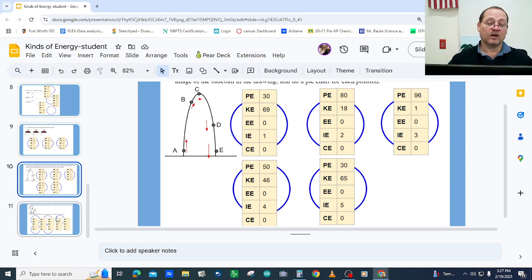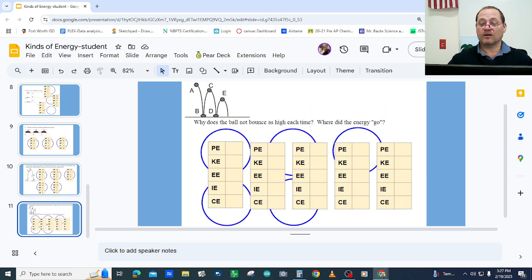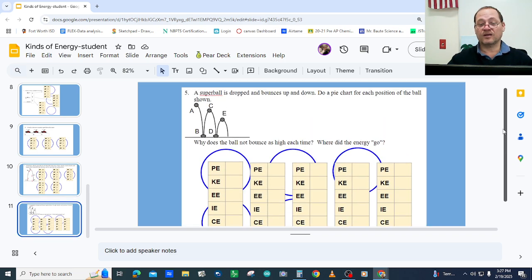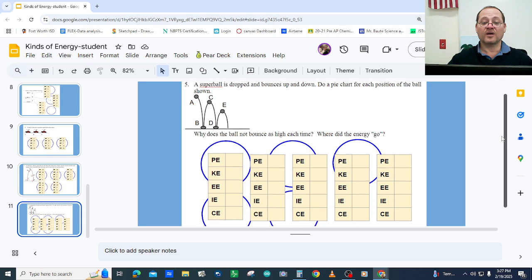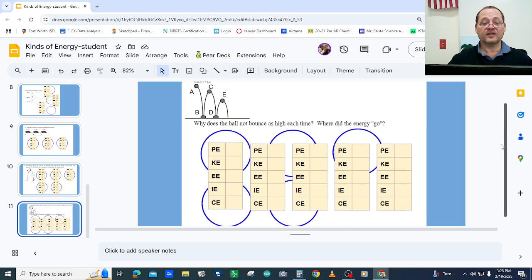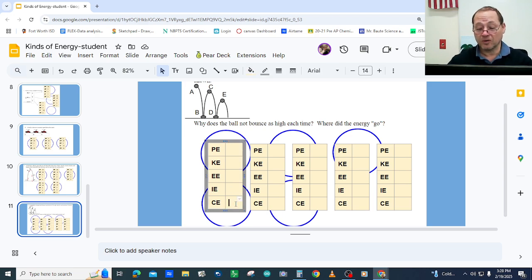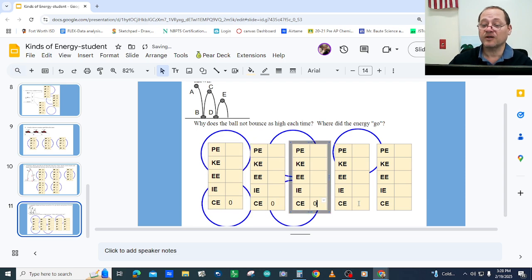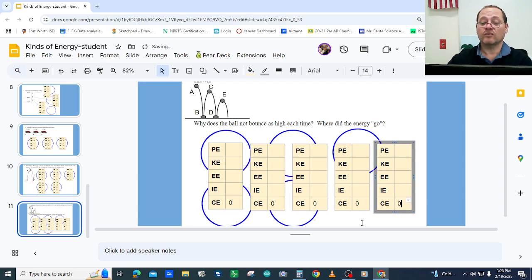All right, the last one is this one, a super ball that is dropped and bounces up and down. What would be the solution for this one? Well, what things can we discard here? The only thing you can discard is the chemical energy, because all the others are involved. So you can say that there's no chemical reaction, there's no burning for this ball, so we can set these energies to 0.